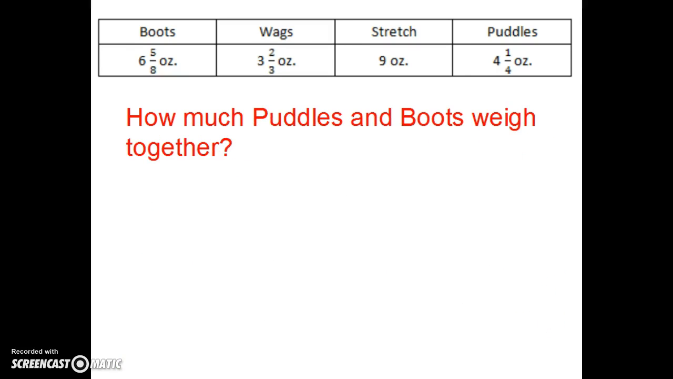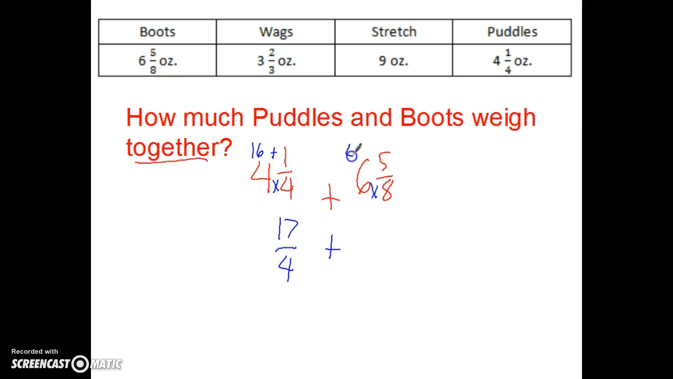How much do Puddles and Boots weigh together? So again, we've got adding going on. Puddles is 4 1/4 ounces. Boots is 6 5/8 ounces. Can't add them because they don't have the same denominator. Let's change them to improper fractions. Got 17/4. Change this one to an improper fraction.